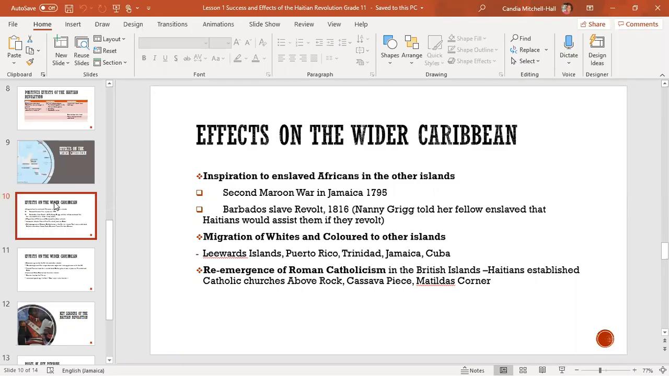Nanny Grigg was an enslaved woman, and she went about in Barbados telling people that if we need to fight for freedom, and if we fight for freedom, the Haitians are going to come to assist us. Effects: inspiration.